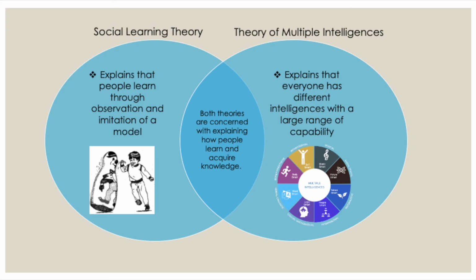The theory of multiple intelligences explains that everyone has different ways of learning that capture a large range of capability. This theory was represented with various examples showing how different people learn. However, both of these theories are concerned with how people learn and acquire new knowledge and skills within the real world.